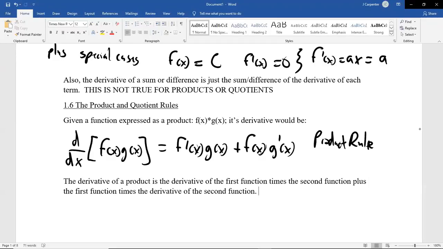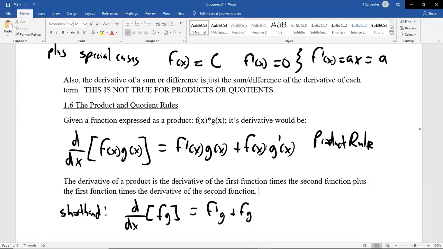So what's the variability to this? How can you play around with this? You don't have to have the first term have the f prime. The second term could have the g prime, and the first one could have the f prime. You don't have to use the function notation. So here's a shorthand version of this. d/dx, without showing the variable dependency, of f times g, this would be f prime g plus f g prime.